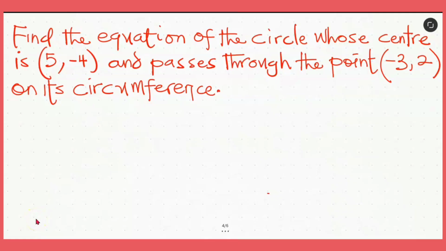Hello out there. In this lesson I'm going to be finding the equation of a circle whose center is given and it passes through a point on its circumference. So the question goes: find the equation of the circle whose center is (5, -4) and passes through the point (-3, 2) on its circumference.